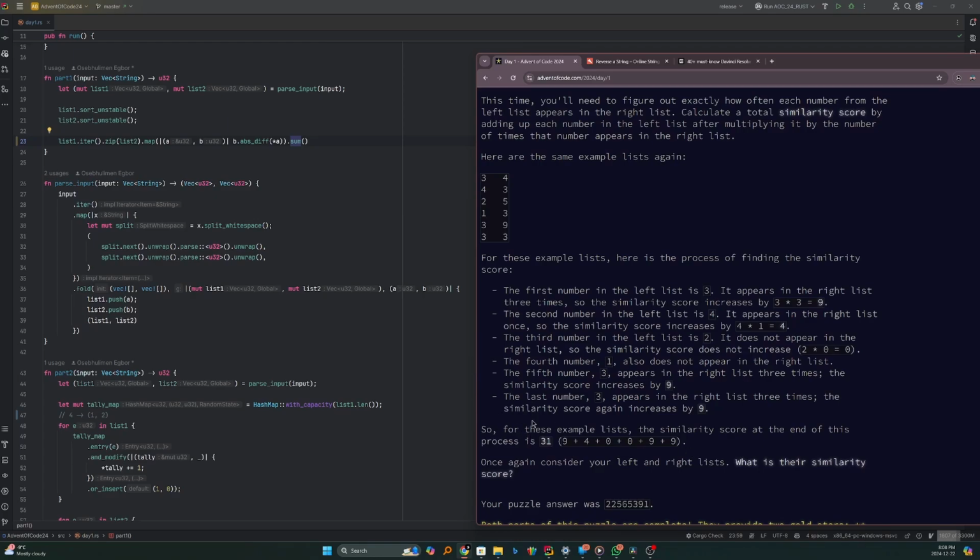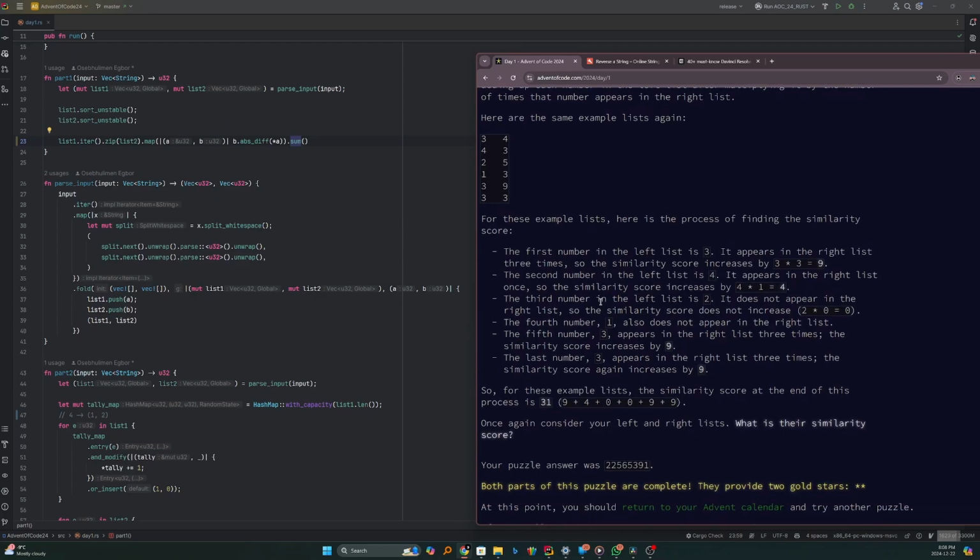Now, what's our approach to this? The naive approach is to say, okay, for each number here, take a loop and check how many times it occurred here, and repeat that over and over again. That gives you an n squared time complexity, which is fine. For this, it does work.